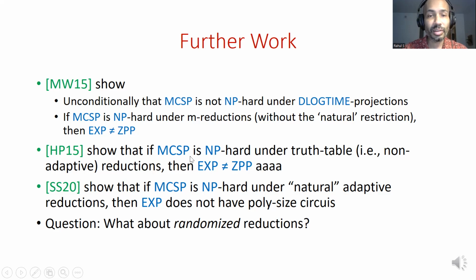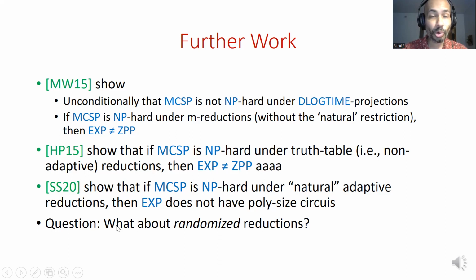Hitchcock and Pavan consider NP-hardness under truth table non-adaptive reductions, and show that in that case also EXP does not equal ZPP. And in a joint work with Mike Saks, we showed that if MCSP is NP-hard under natural adaptive reductions, then exponential time does not have polynomial size circuits. Yeah, please ignore the A's here. I was clearly tired or drunk when I was making this slide.